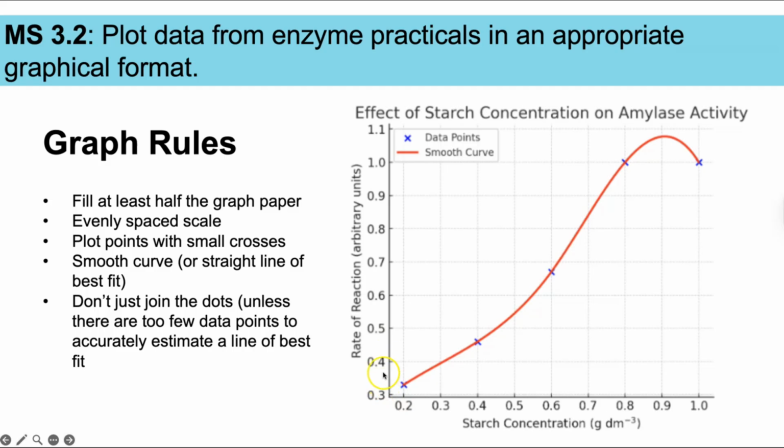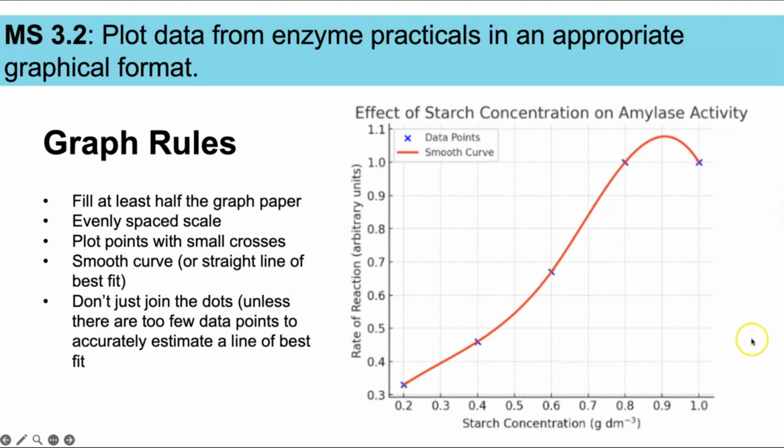You also need to make sure that your scale goes up by even increments, so you've got an evenly spaced scale. You should be plotting your graph with small crosses. So each data point, you put a cross for that position. And we should have this smooth curve line of best fit.